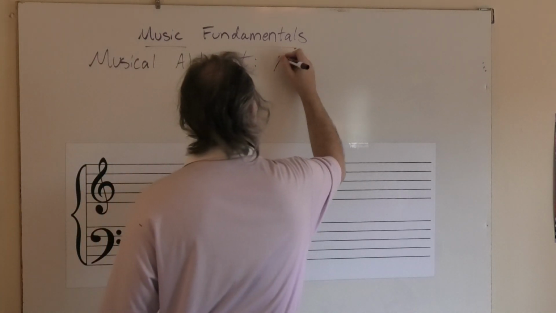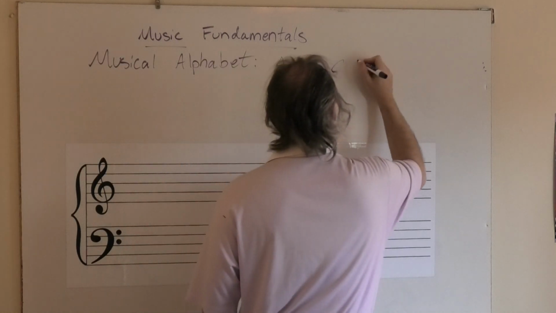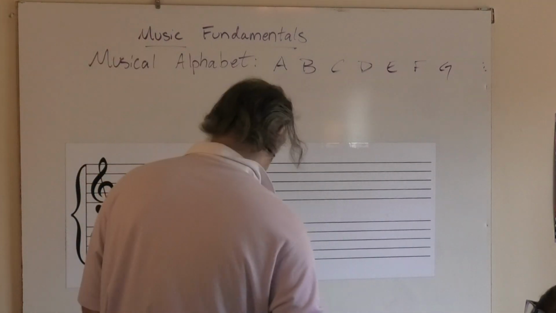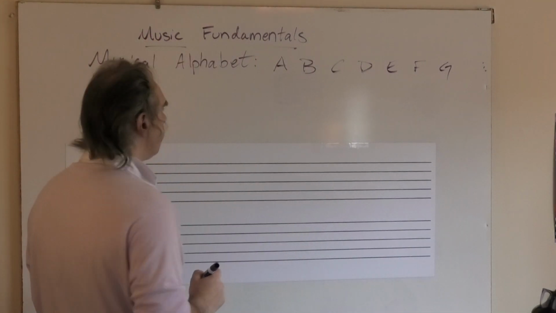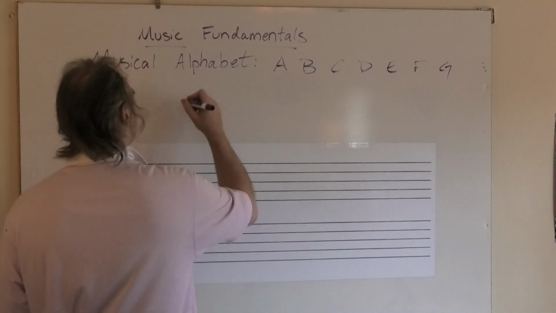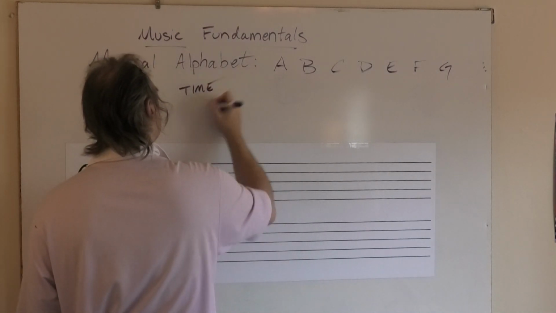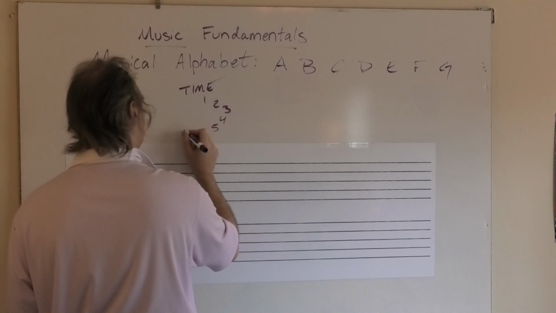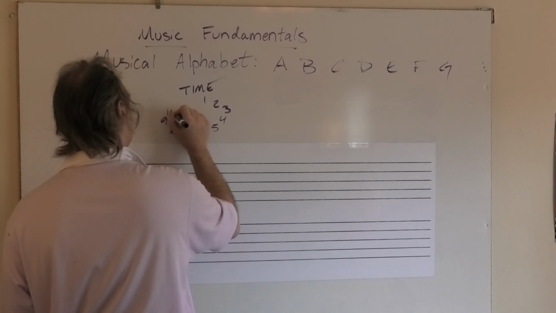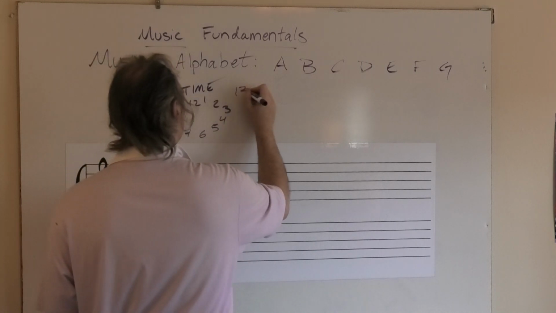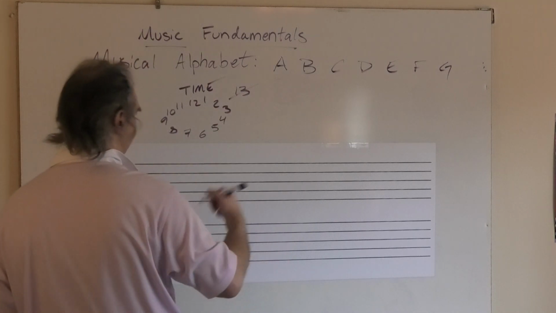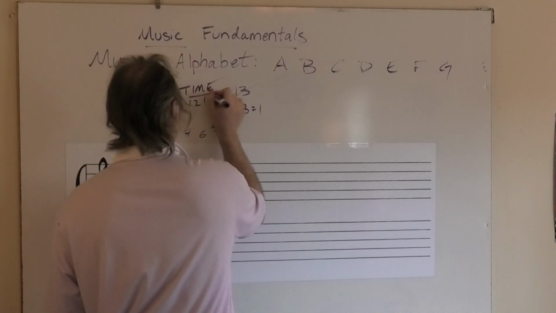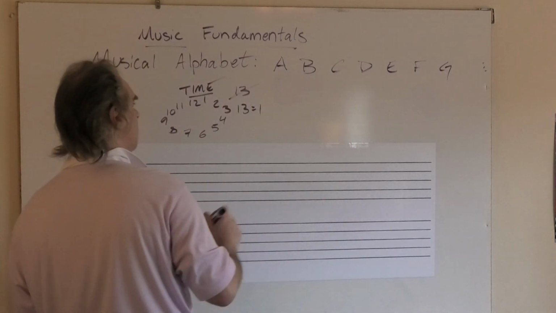Musical alphabet is A, B, C, D, E, F, G. Music is like time. So in that we have 1 o'clock, 2 o'clock, 3 o'clock, 4 o'clock, 5 o'clock, 6 o'clock, 7 o'clock, 8 o'clock, 9 o'clock, 10 o'clock, 11 o'clock, 12 o'clock. There's no 13 o'clock. Or you could say 13 o'clock equals 1 o'clock. That's time. That's called modulus arithmetic.